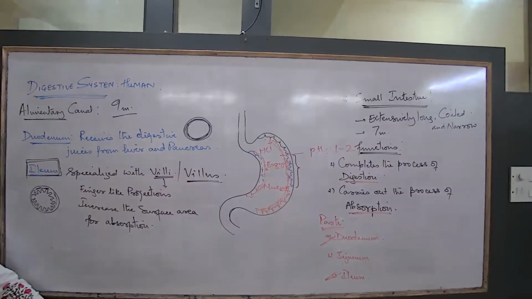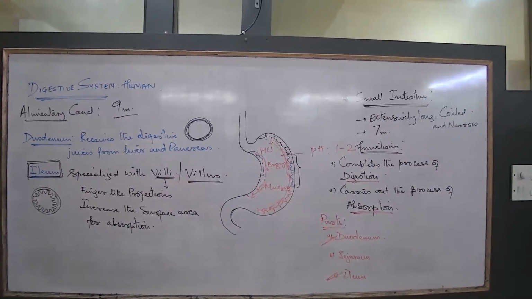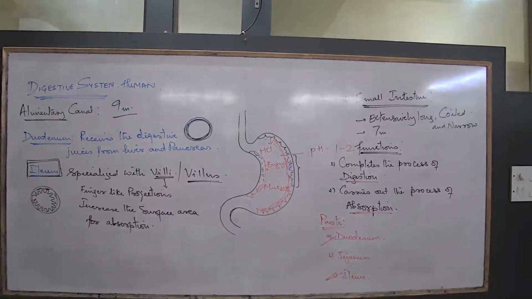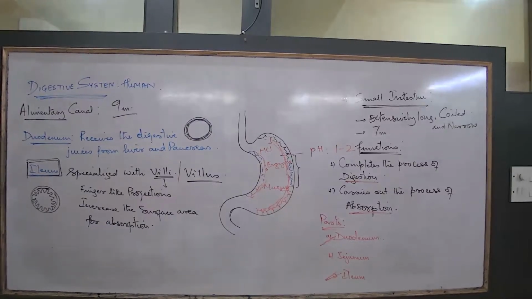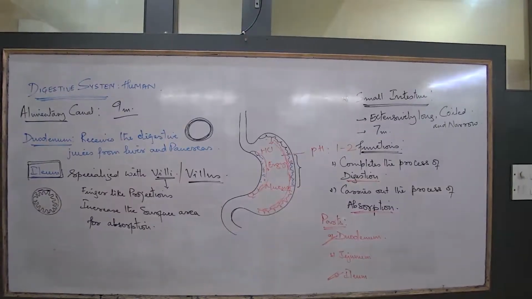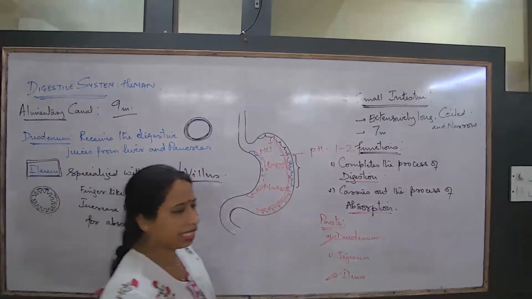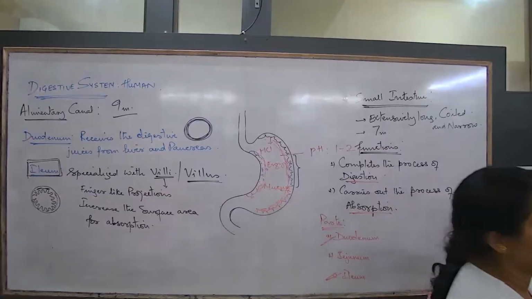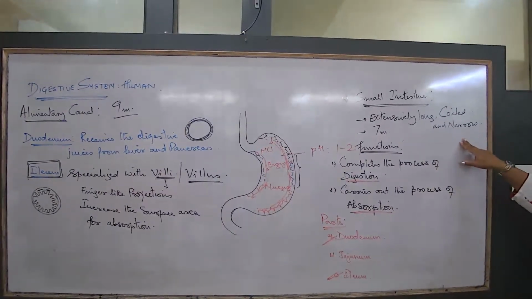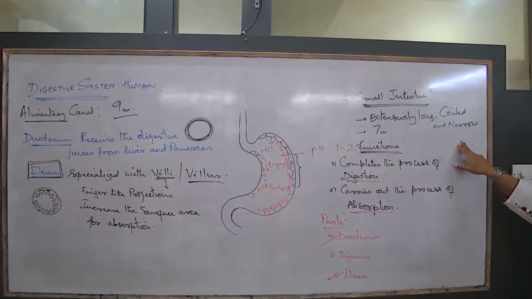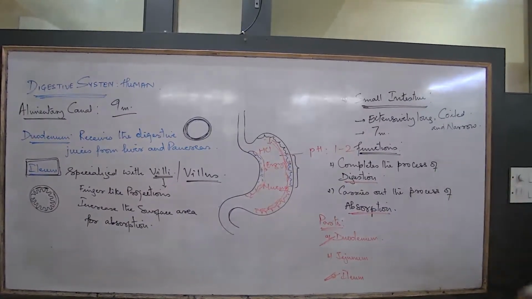Now, what are you supposed to write down? We'll take one question here. Let us complete and then we'll again proceed. What is the significance of the small intestine being extensively long, thin, and coiled?